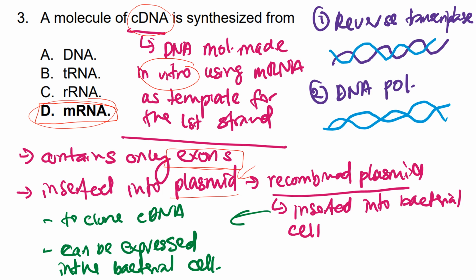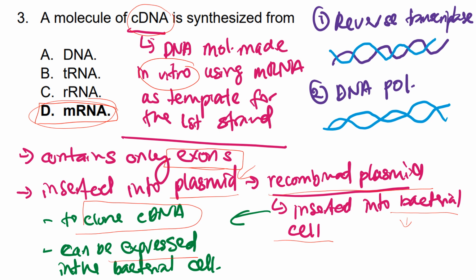Once you have produced a recombinant plasmid that contains the information from the cDNA, you can insert the recombinant plasmid into the host cell, which is the bacterial cell. The bacterial cell is now transformed, and when it replicates, it also clones the cDNA, and the bacterial cell can also express the cDNA to produce the protein coded by the cDNA molecule.